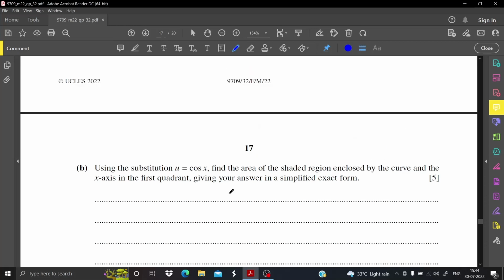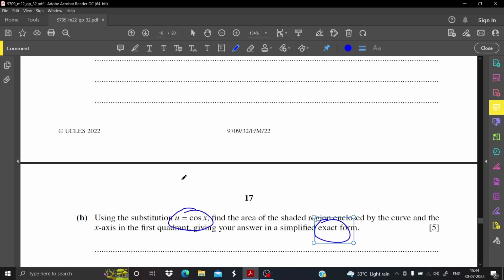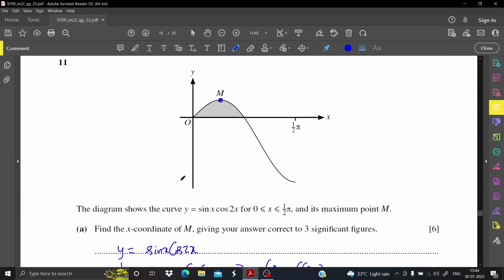Find the area of the shaded region, and it's also said that you need to put the answer in the exact form, and there's something to do with the substitution. Go for u equal to cos x. Now here, if you look at the shaded region, the left hand point of the limit is 0, and we have to find out what this x value is.